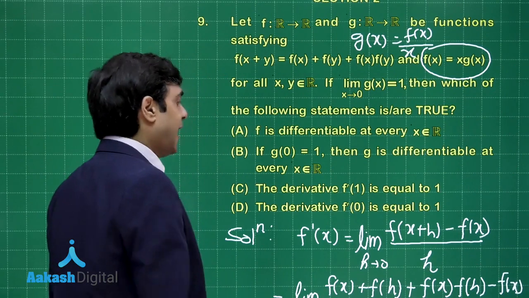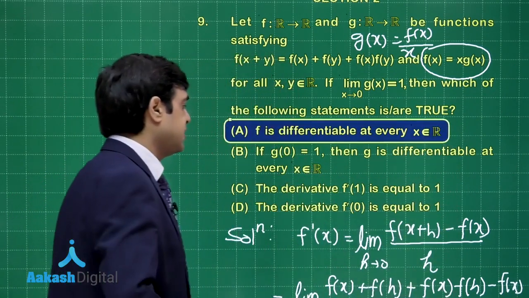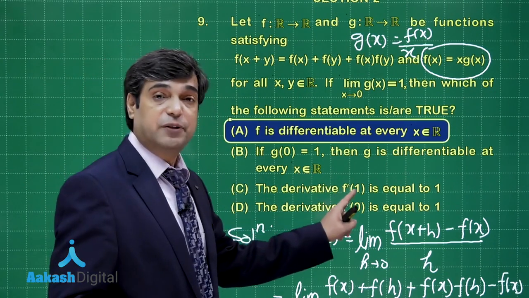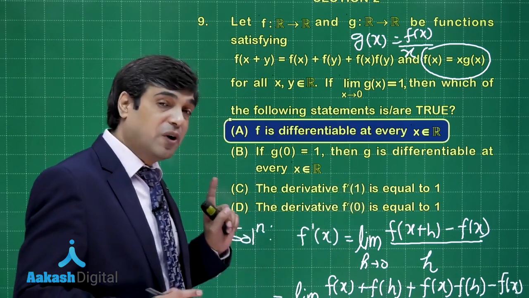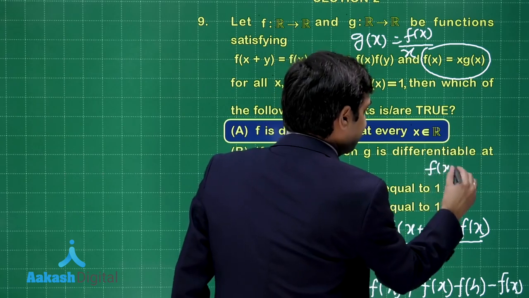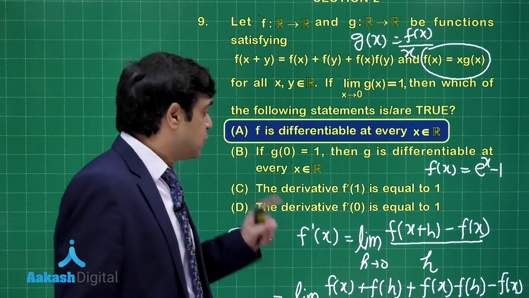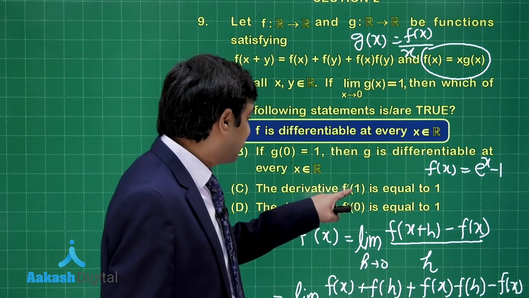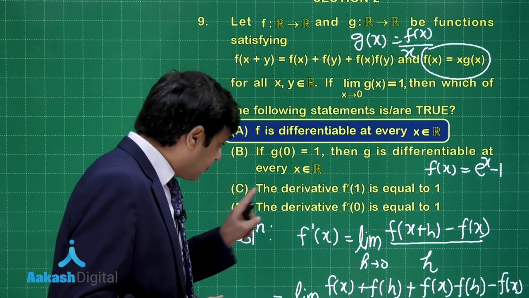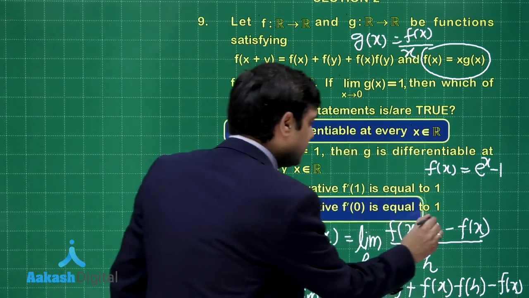F is differentiable at every real value of x. This is true because the function e^x minus 1 is differentiable everywhere. This is talking about g, we'll talk later. The derivative f dash 1 is equal to 1. What is the function? Function obtained is fx is equal to e^x minus 1. What's the derivative? e^x. So when you put here x is equal to 1, you are getting e, meaning option C is not correct. F dash 0, yes, the derivative is 1. This is correct.